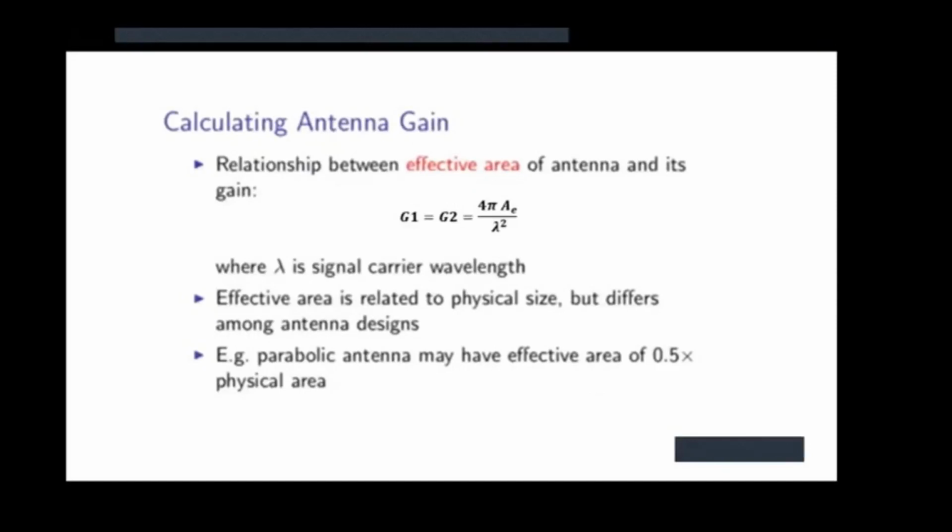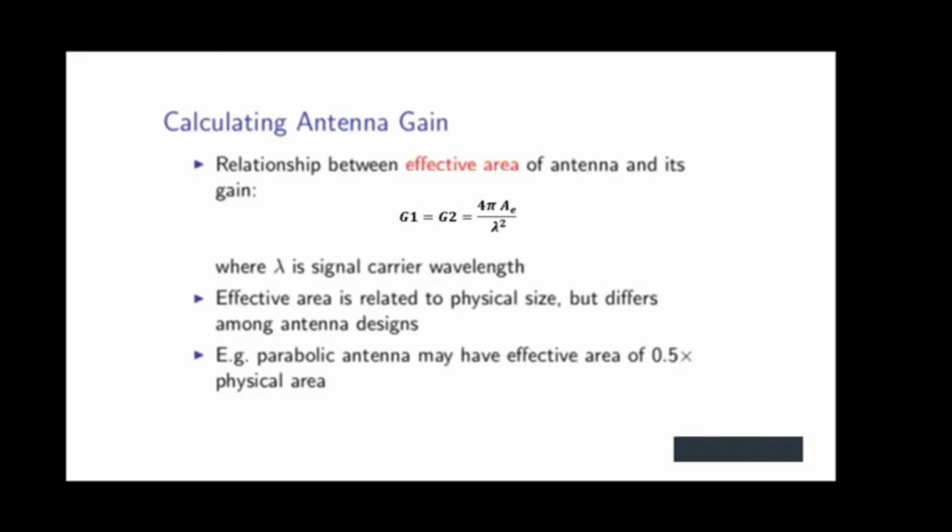In free space loss, we have the variables of gain. So the G1 and G2. So G1 for transmitter and G2 for the receiver. So relationship between effective area of antenna and its gain. So when we compute for the gain, we use the formula 4 pi effective area all over lambda squared. So yung effective area natin, AE, and yung lambda would be the wavelength, where lambda is the signal carrier wavelength.